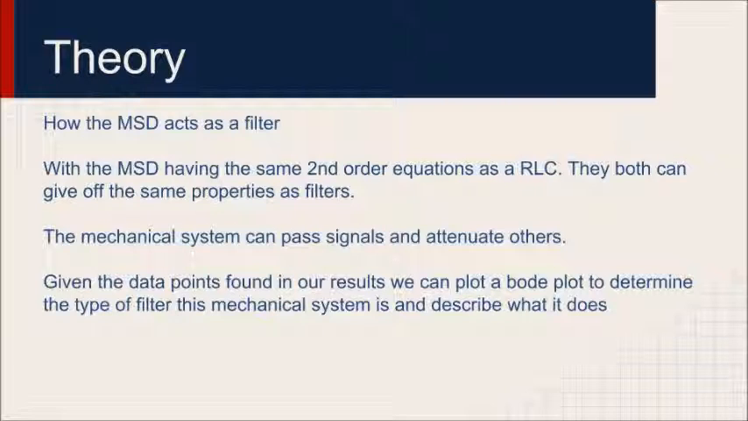How the mass spring dampener acts as a filter. Just like an RLC circuit acts as a filter, with the mass spring dampener giving the same second-order equations, it does too. The mechanical system can have the same type of passes and attenuate signals. With given data points found in our results, we can plot a Bode plot to determine the type of filter this system is and describe its characteristics.